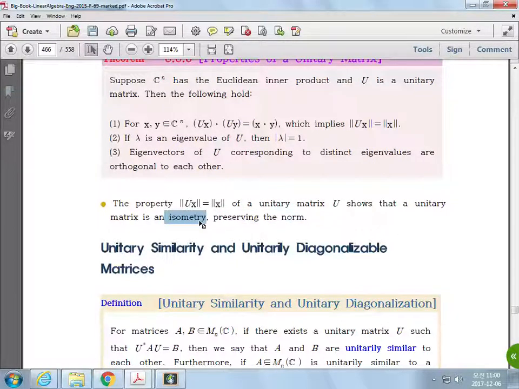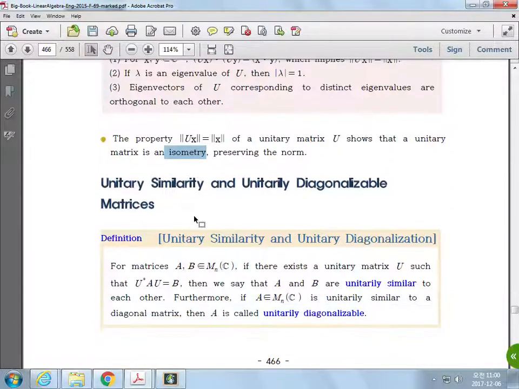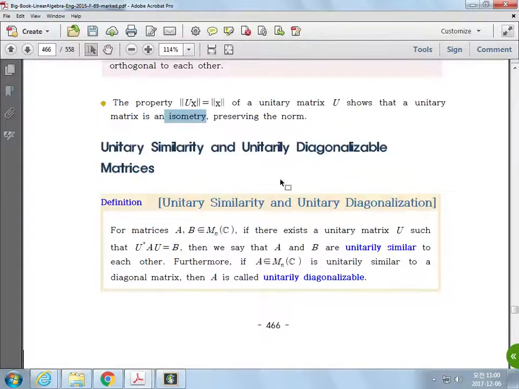Metric distance is iso, same. So it's distance preserving, norm preserving mappings. So a unitary matrix is a linear transformation that preserves the norm, length, and distance. Okay. This is the definition of unitarily similar and unitarily diagonalizable.